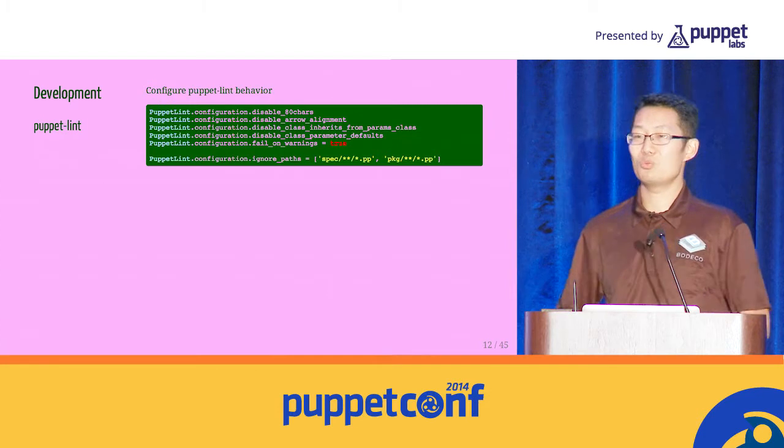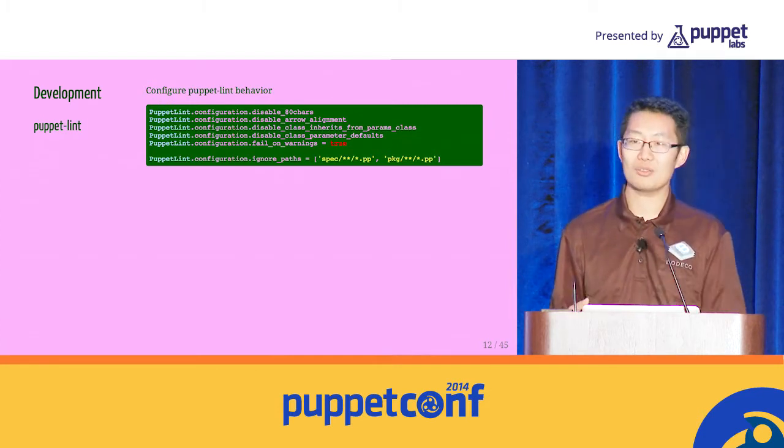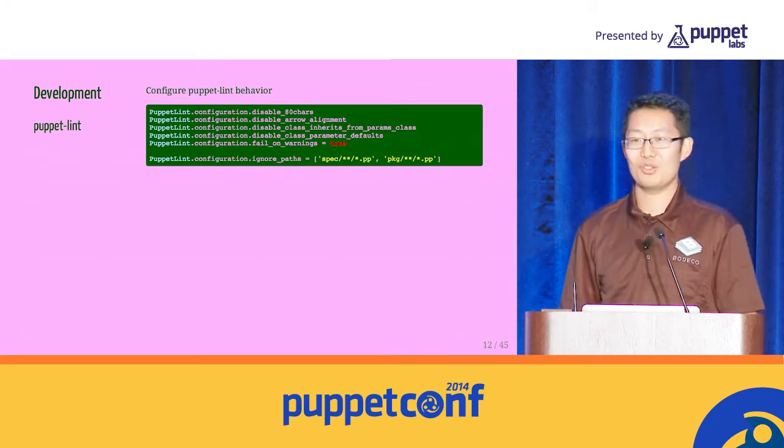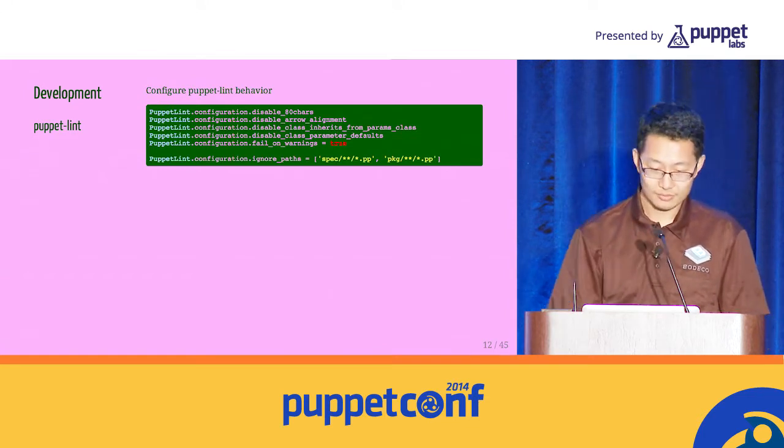Play around with it. If you haven't run it on your project, run it once, see what warnings come out, start looking through it, see which ones make sense to you, and then selectively figure out which part of the configuration you want to turn on or disable, and run this through your code.